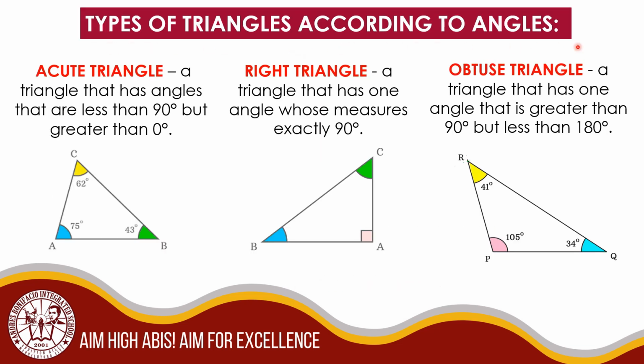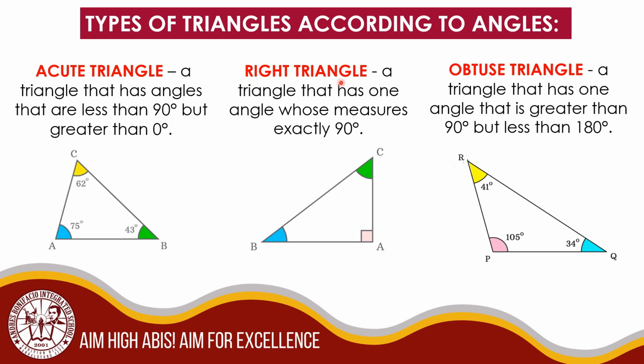Types of triangles according to angles. The first one is acute triangle. A triangle that has angles that are less than 90 degrees but greater than 0. So we have triangle CAB. Angle C measures 62 degrees. Angle A measures 75 degrees and angle B measures 43 degrees. So all the measures are greater than 0 but less than 90 degrees.